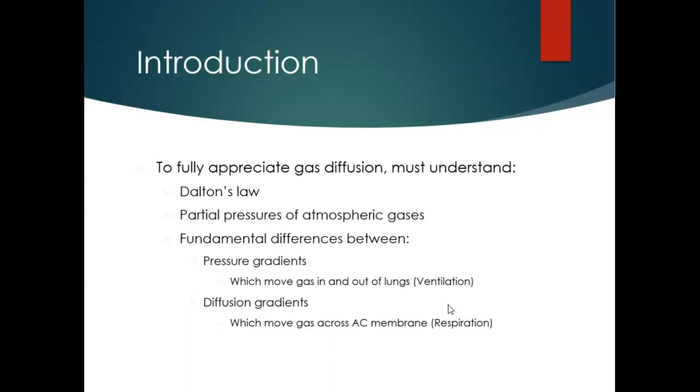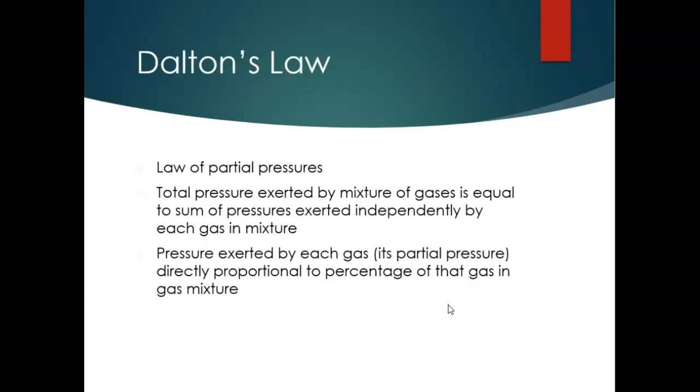So there's a couple of differences in some of our terminology. The differences being that pressure gradients are what makes the air move or the gases flow during ventilation, but diffusion gradients are what is going to cause the gas to move across that AC membrane, or cause that respiration, internal respiration. Okay, so again, Dalton's law talks about the partial pressures. The total partial pressure exerted on a mixture needs to be equal to the sum of the pressures of each gas in the mixture.